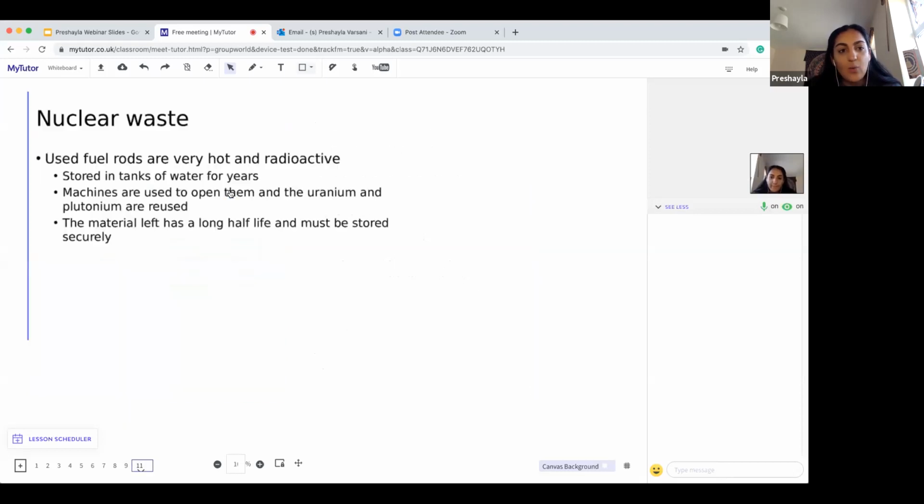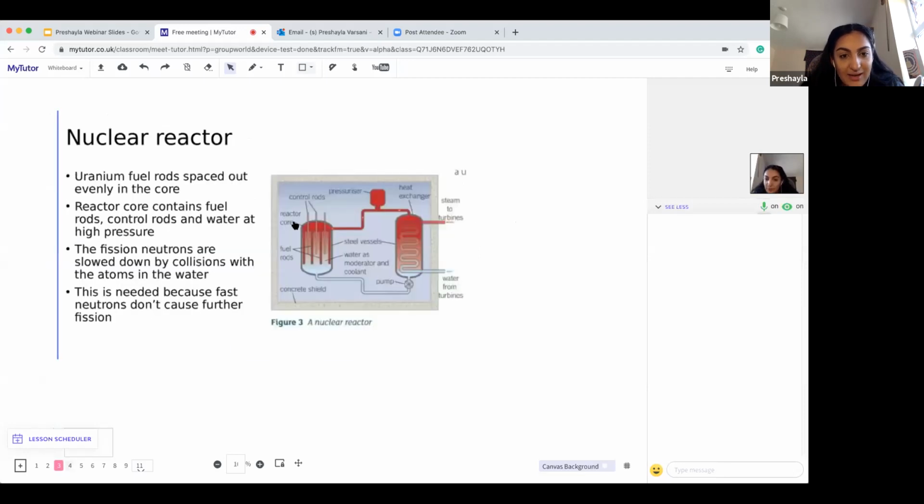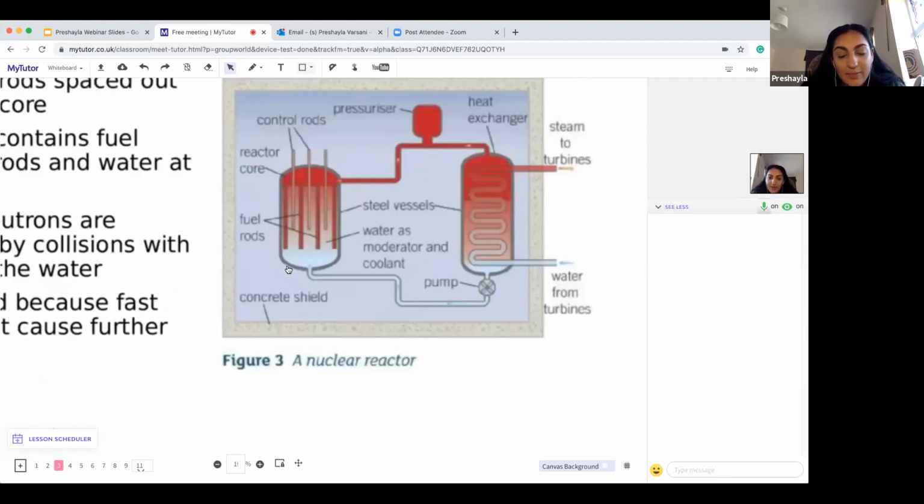Okay, nuclear waste. Nuclear waste is a product of nuclear fission, as we saw yesterday. So fission, remember, happens in a nuclear reactor, and when fission happens, we get nuclear waste from the fuel rods. So we'll go all the way back to fuel rods, which you can see here, and these are made up of uranium. That's where all the radioactivity is stored, in those fuel rods. That's what's creating the fission.